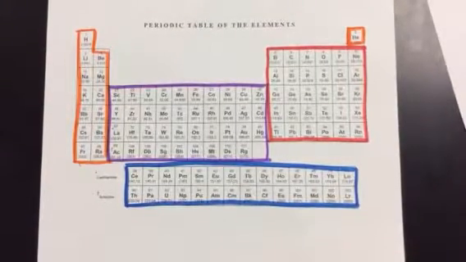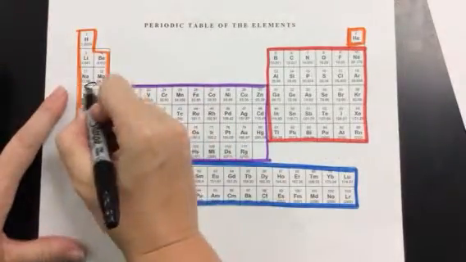Today I wanted to show you how to draw an orbital diagram using a periodic table. With your periodic table, so far I have it colored already with the different blocks. The different blocks on the periodic table are S, P, D, and F. Your S block I have colored in orange.